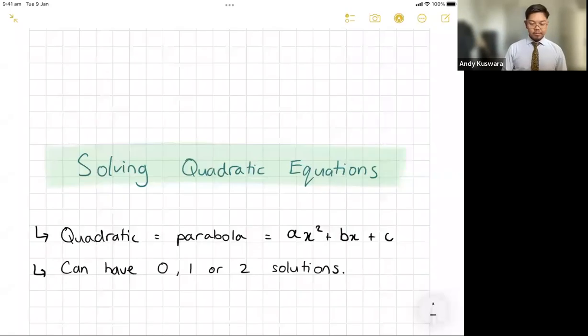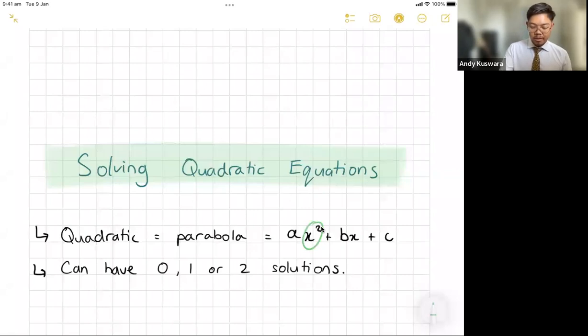Okay, here we go. We're talking about solving quadratic equations. A quadratic is just a fancy way to say that it's some sort of parabola. So it'll be in the form of ax squared plus bx plus c. The important part here is that there is an x squared, and that's the highest power. And that's what a quadratic would be.